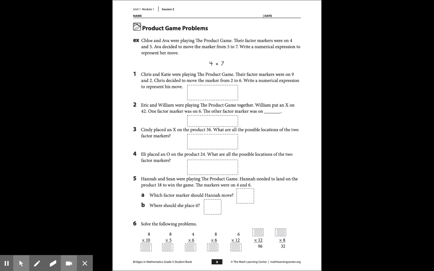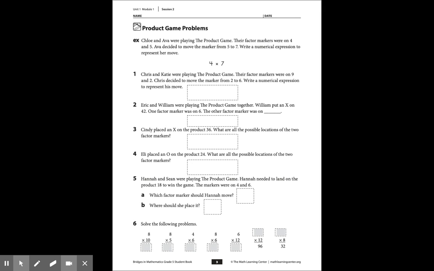Chris and Katie were playing the product game. Their factor markers were on 9 and 2. Chris decided to move from 2 to 6. Write the numerical expression to represent the move. Eric and William were playing the product game. William put an X on 42. One factor in the marker was 6. What's the other one? Number 3.